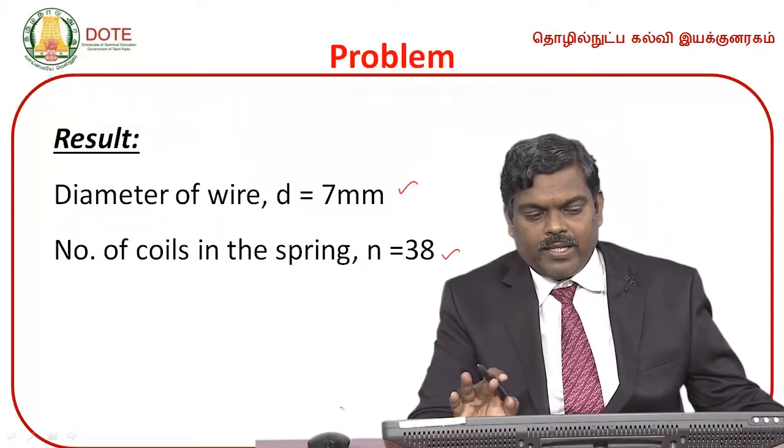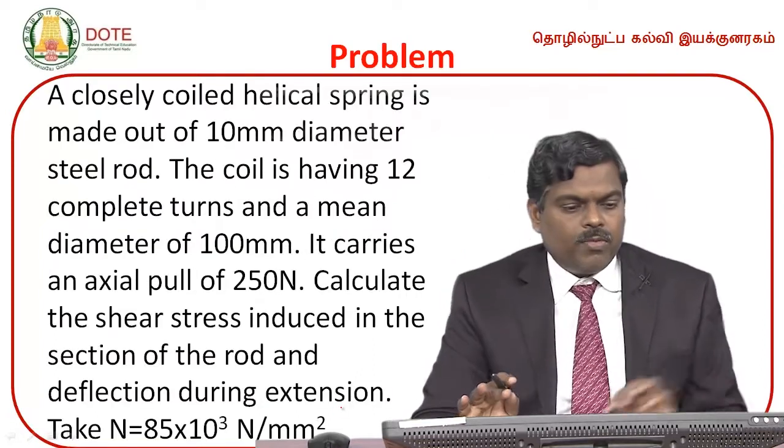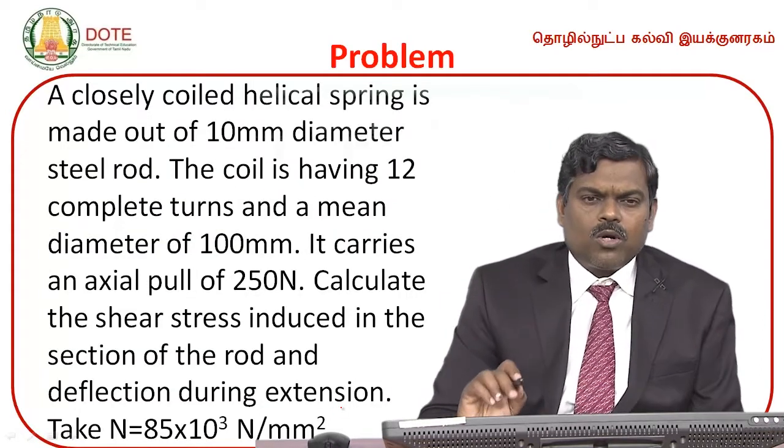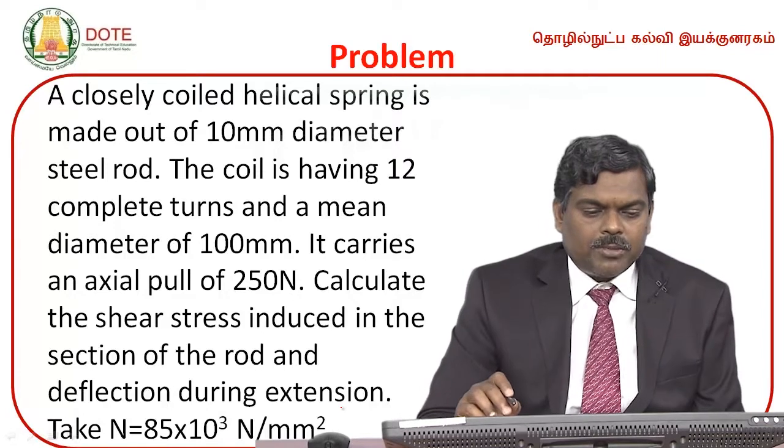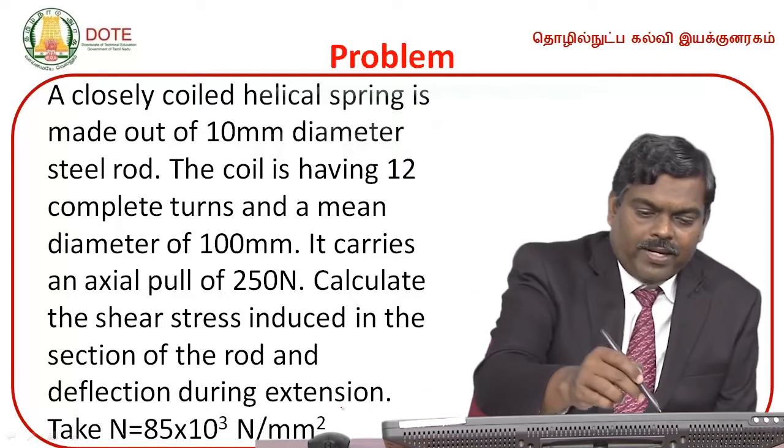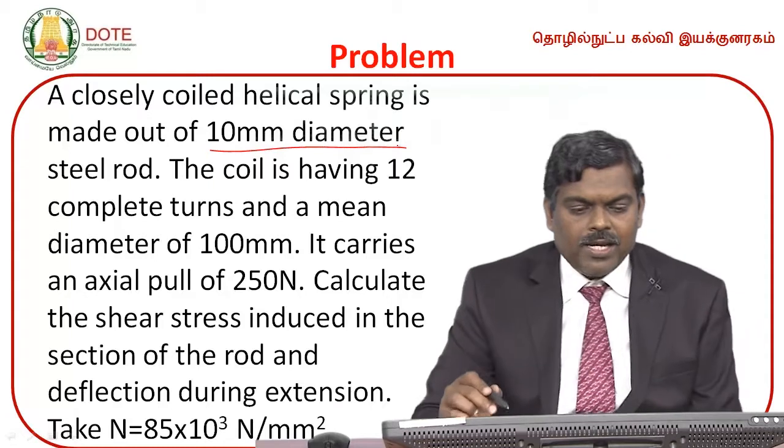Okay, now we are writing the result. Okay, now we are moving to the next problem. A closely coiled helical spring is made out of 10 mm diameter steel rod.